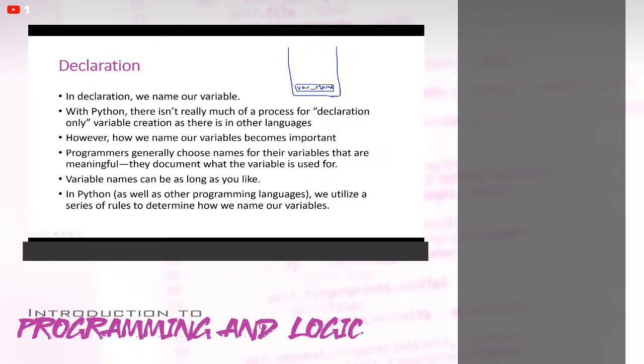Now, how we name our variables becomes important. We have this variable name, and we can name our variable whatever we want within a set of rules, and we'll talk about these rules in just a minute.